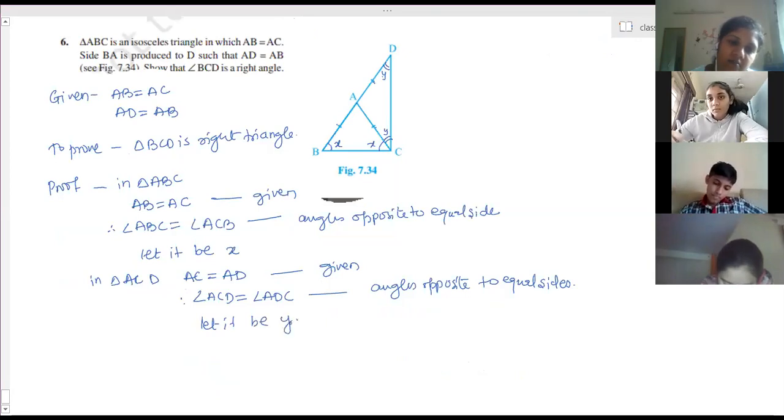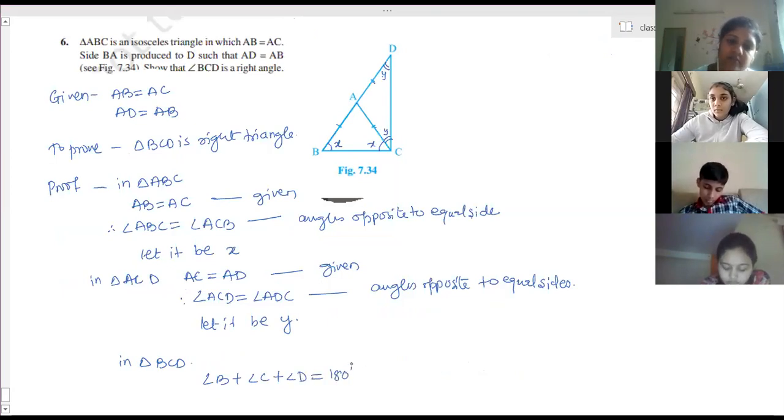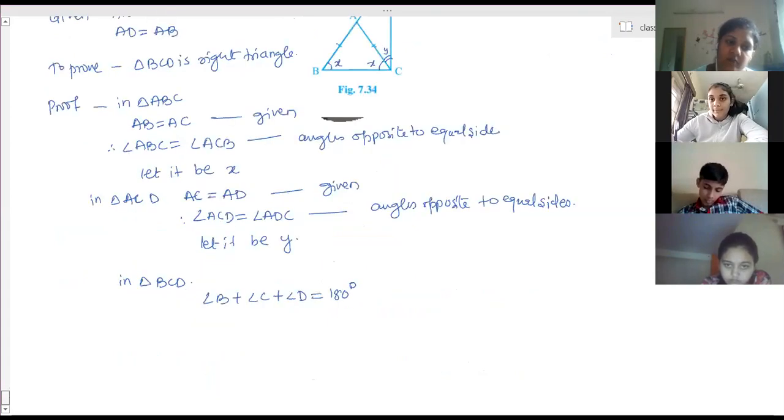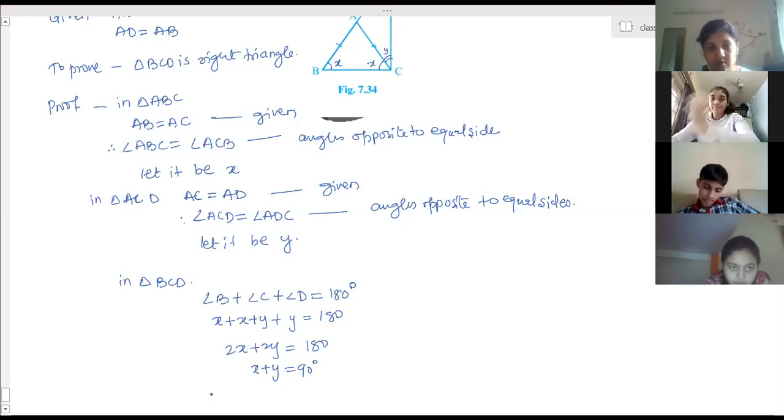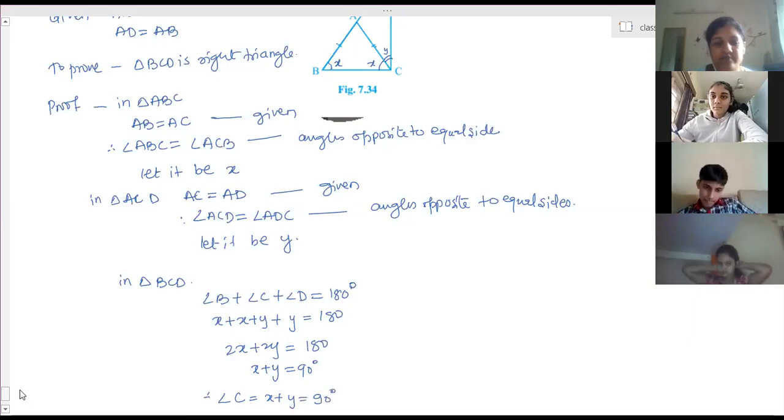Let it be Y. Now in triangle BCD, angle B plus angle C plus angle D is equal to 180. So B is X, C is X plus Y, D is Y, which is equal to 180. 2x plus 2y is equal to 180, so x plus y is equal to 90. Therefore angle C is equal to x plus y, that is equal to 90.